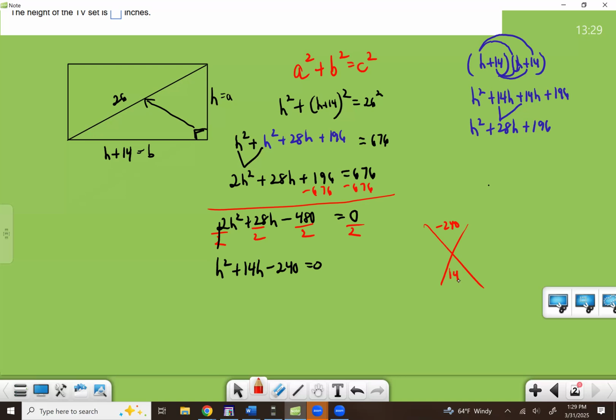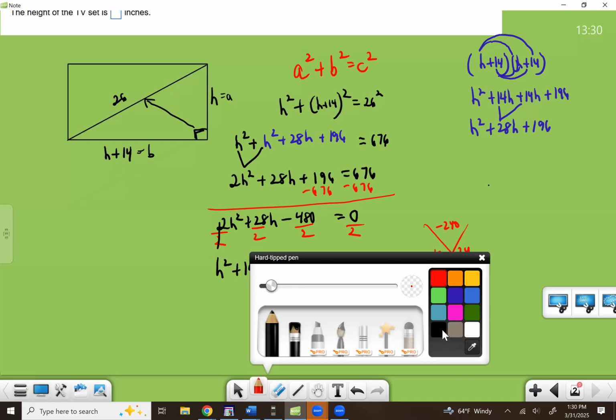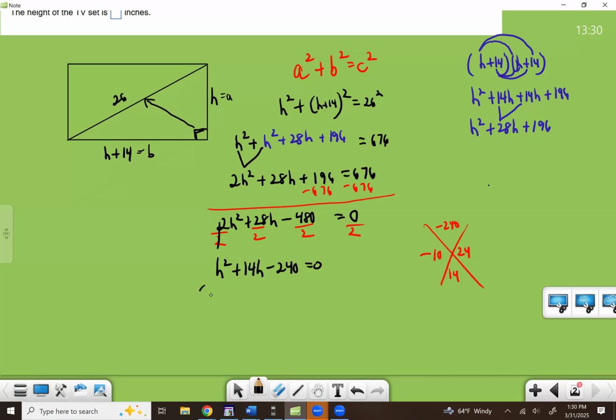I'm thinking, well, let's go through a list here. Negative 240. 10 times 24 is looking pretty good. Let's go ahead and put a negative on the 10, and I think we've got it. Because when you multiply those, you get negative 240, but when you add them, you get 14. Okay. So let's go ahead and put those in. So this is going to be h minus 10 and h plus 24.